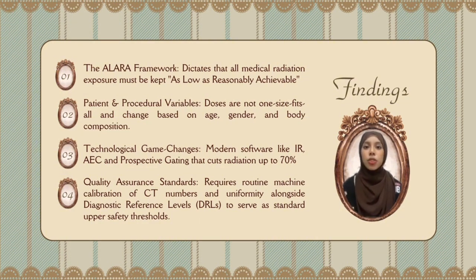Other than that, modern software acts as a shield. Iterative reconstruction provides a massive noise reduction, so clinicians can lower the radiation dose without losing anatomical detail. Additionally, advanced automatic exposure control, AEC, uses real-time 3D modulation to adjust to a patient's exact anatomy. With prospectively triggered gating in cardiac scans, the X-ray beam fires only during the critical phases of the heartbeat, reducing exposure time by up to 70%.